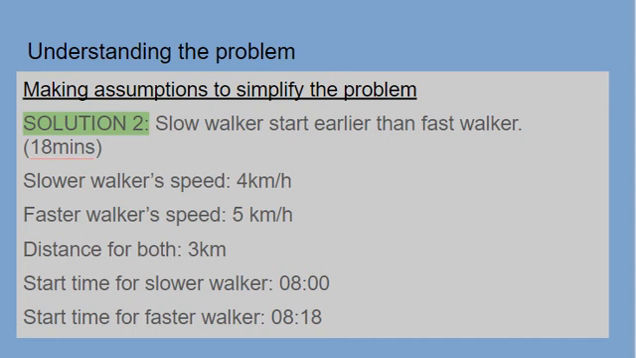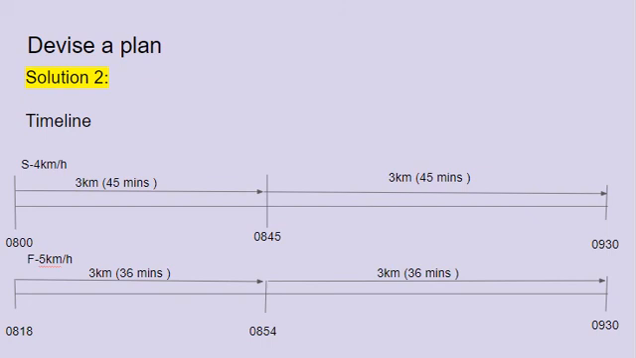Moving on to solution 2, the assumption we make is that the slower walker will start earlier than the faster walker. For both of the walkers, their speed will remain the same, and they will both walk a distance of 3 kilometers. So this is the timeline for solution 2.